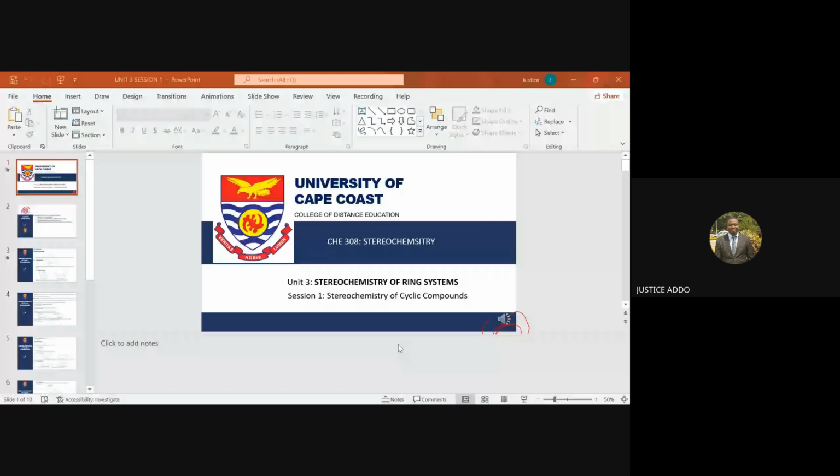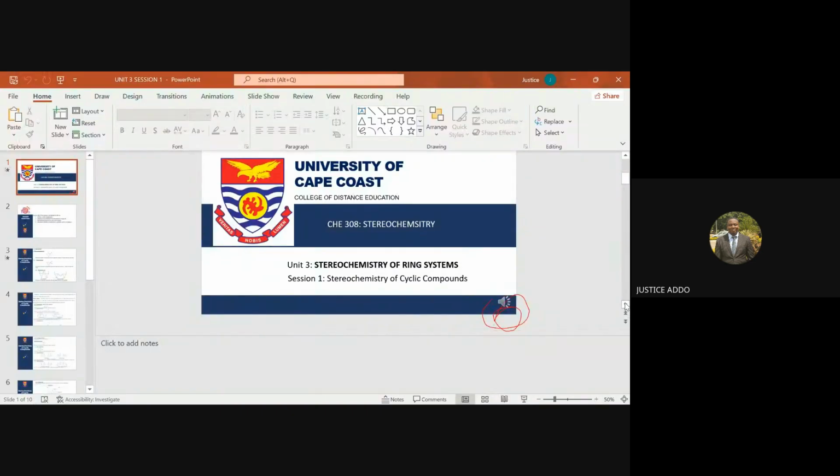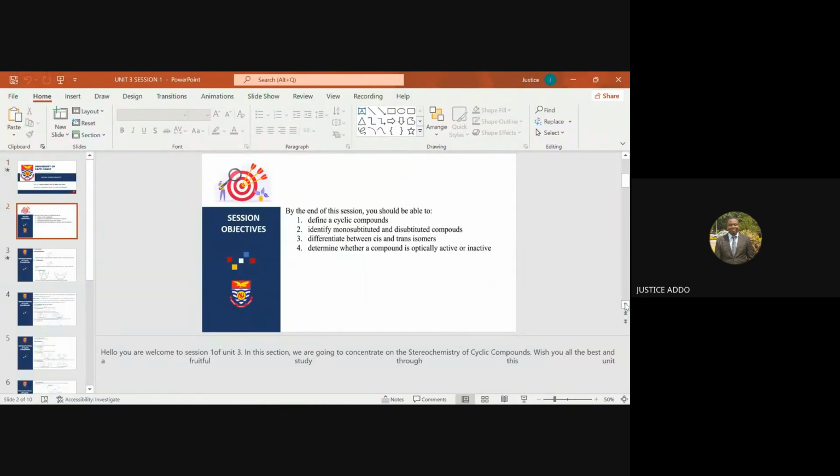So the stereochemistry of ring systems, you are looking at ring compounds. And please, can you see my screen?